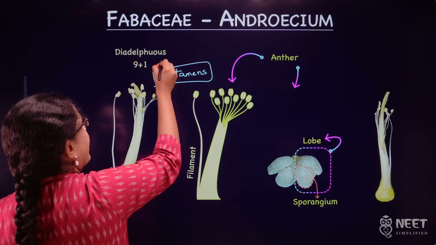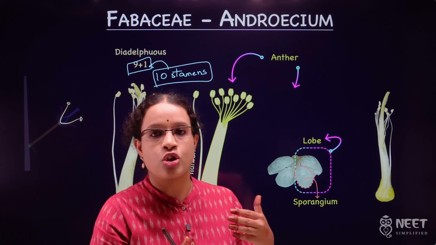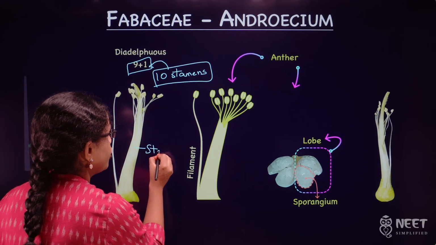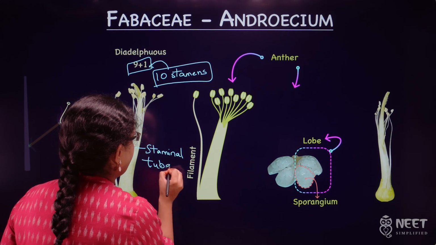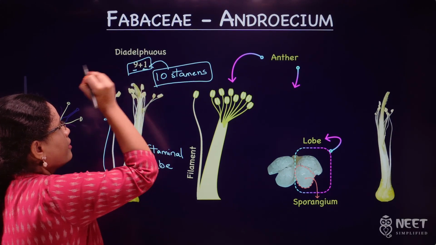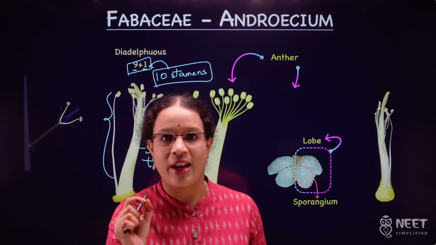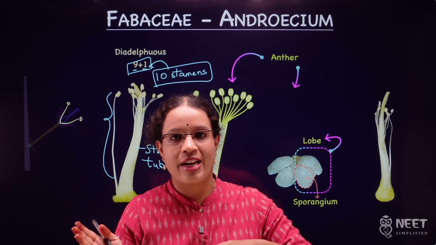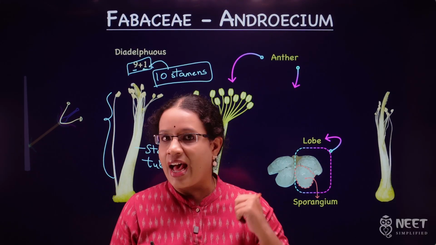And these 10 stamens are arranged in a specific arrangement, with 9 filaments of these stamens fusing to form this particular staminal tube. So we have a single staminal tube with the fusion of 9 stamens, and one is separate. So we have that special arrangement of 9 plus 1. This is a diadelphous condition. Previously in Malvaceae, we have seen monodelphous condition. Here we are finding diadelphous condition.